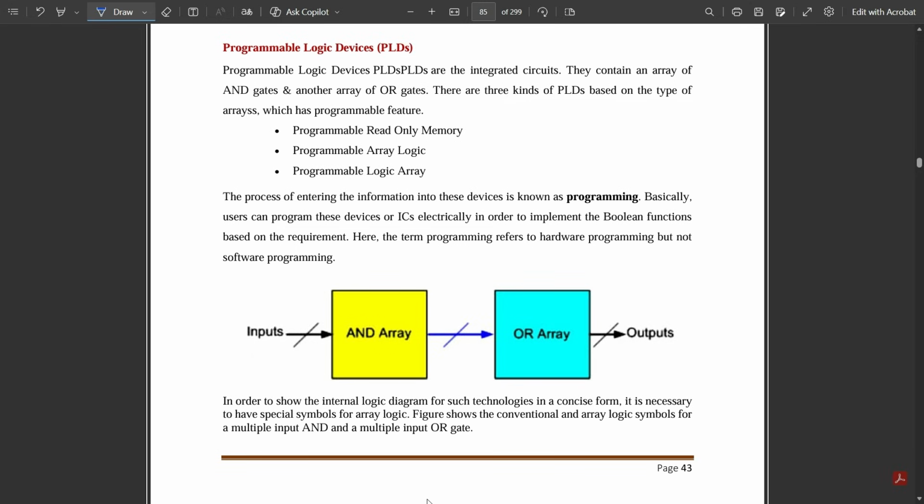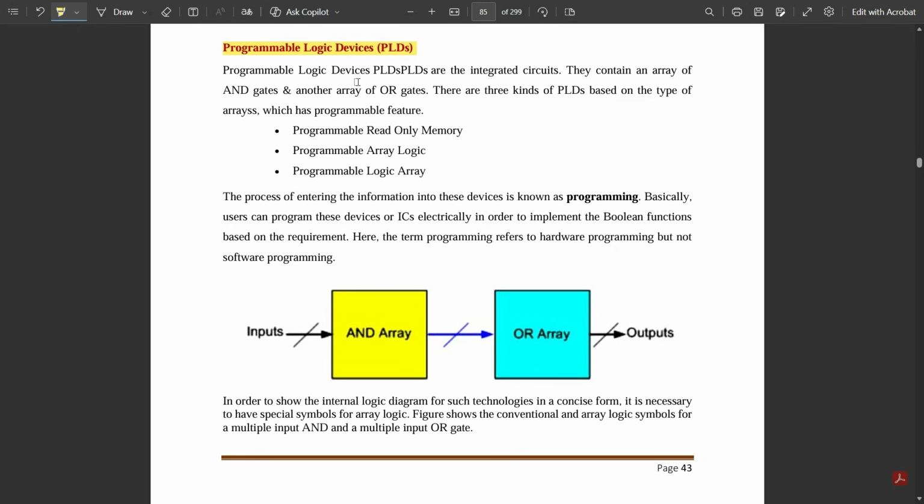So here is one last topic in this module, which is very important, related to programmable logic devices. Okay, in that we have some important kinds of logic devices through which boolean functions can be represented. How they can be represented in circuit diagrams, everything I'm going to discuss in this video. So please don't skip any part of this video, it's very important. Okay, so let's get started.